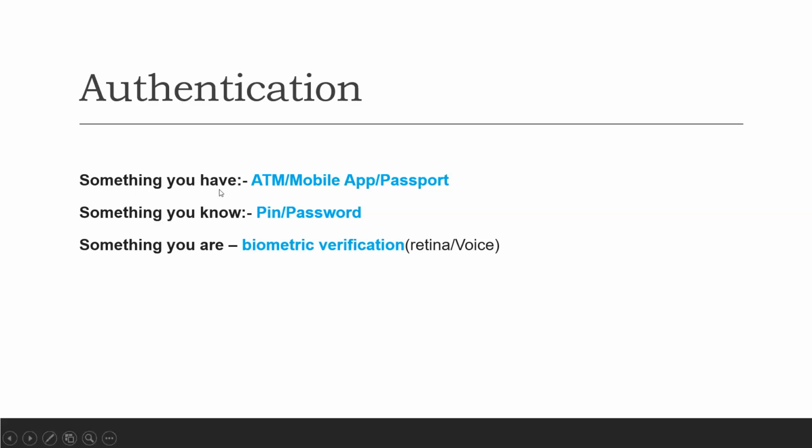There are three important keywords: something you have, something you know, and something you are. When you go to an ATM machine, you have an ATM card, that is something you have, as are a mobile application or a passport. Something you know: when you insert the ATM card, they ask for a PIN or password. Or the Khul Ja Sim Sim keyword used by Alibaba, that is something you know. Something you are is biometric verification like retina or voice. Any of these can be used for authentication purposes.